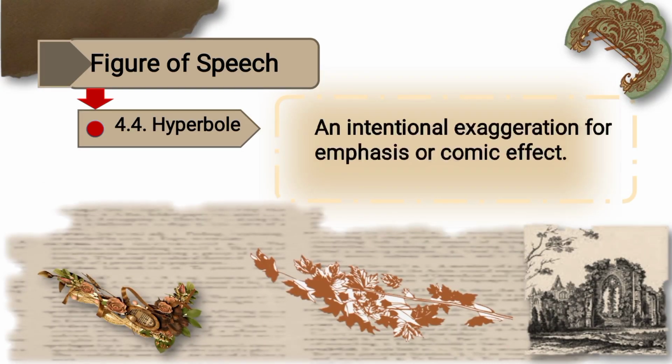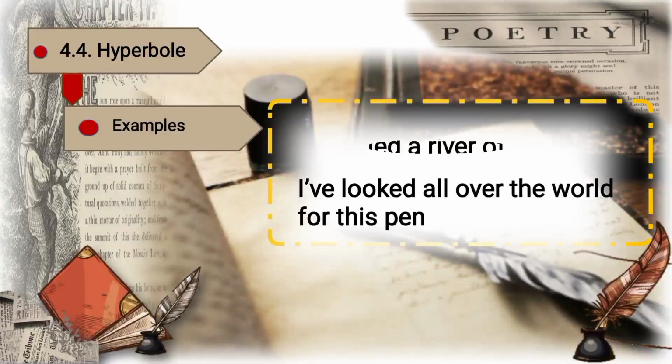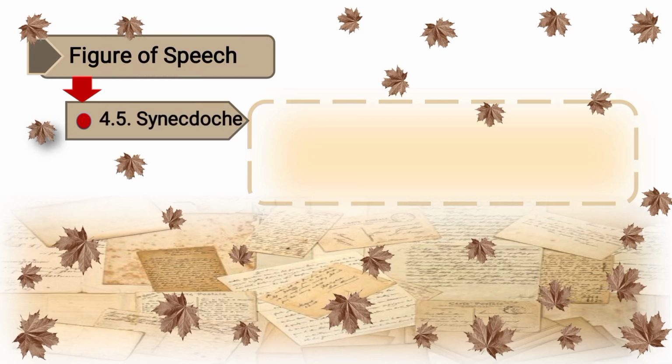Next is hyperbole. It is an intentional exaggeration for emphasis or comic effect. It is common in love poetry in which it is used to convey the lover's intense admiration for the beloved. Example, she cried a river of tears. Another example, I've looked all over the world for this pen. Next is the synecdoche.